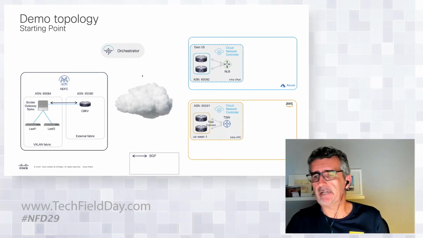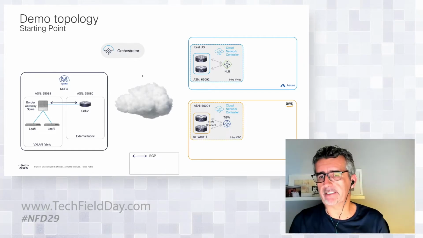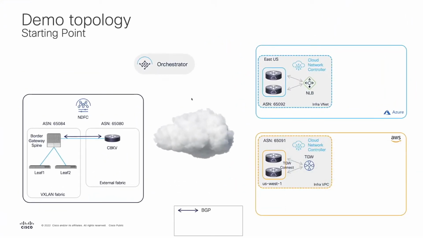And on the right, we have the two cloud presences, Azure and AWS, and we already did, as part of the demo, some pre-configuration where we created what we call InfraVNet and InfraVPC, which are basically these containers of objects, like the cloud network controller, which we will see will then provision configuration in each cloud, and the virtual router, the Catalyst 8000V, a pair in each cloud that, as said, establishes connectivity back to on-prem.